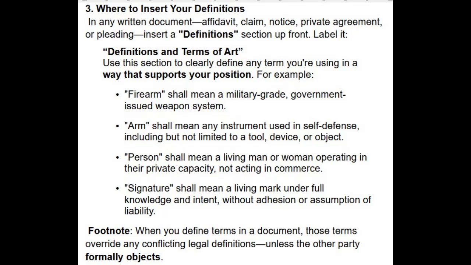For example, firearm shall mean a military-grade, government-issued weapon system. Arm shall mean any instrument used in self-defense, including but not limited to a tool, device, or object. Person shall mean a living man or woman operating in their private capacity, not acting in commerce. Signature shall mean a living mark under full knowledge and intent, without adhesion or assumption of liability. Footnote: when you define terms in a document, those terms override any conflicting legal definitions, unless the other party formally objects.